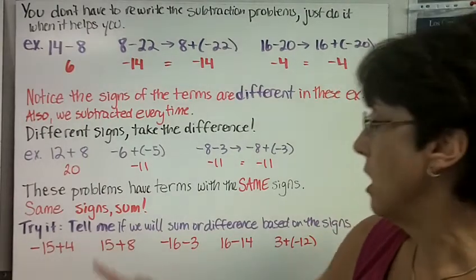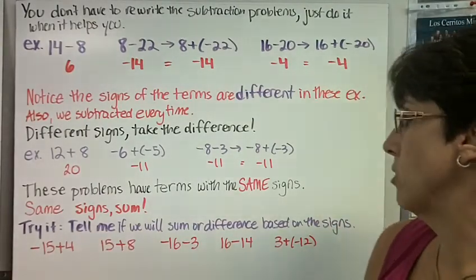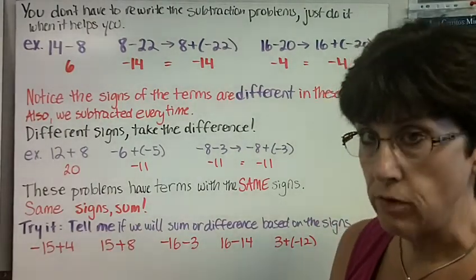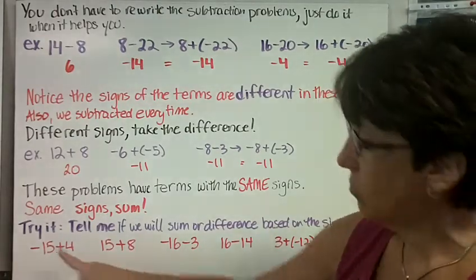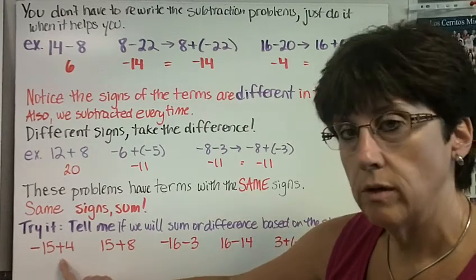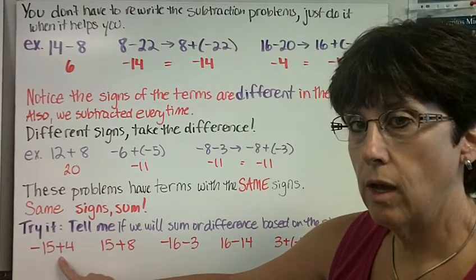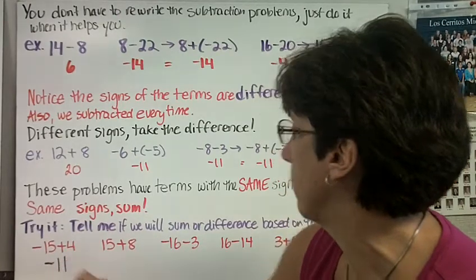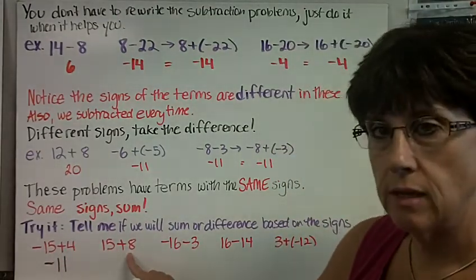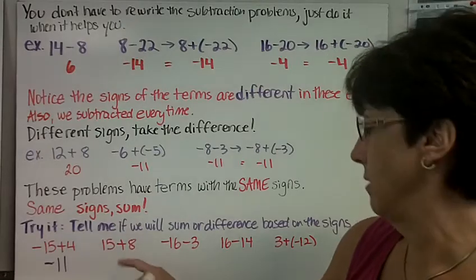So let's try these. Look at the problems and tell me if we will do the sum or the difference based on the signs, and then let's say the answer. Negative 15 plus 4. You're going to take the difference, and it would be negative 11. 15 plus 8. Sum.